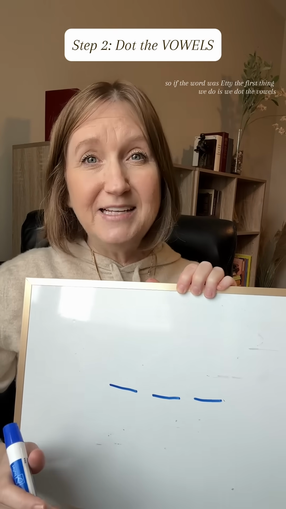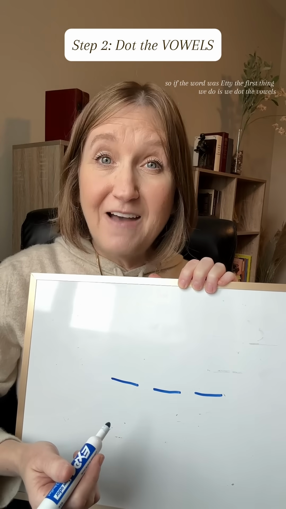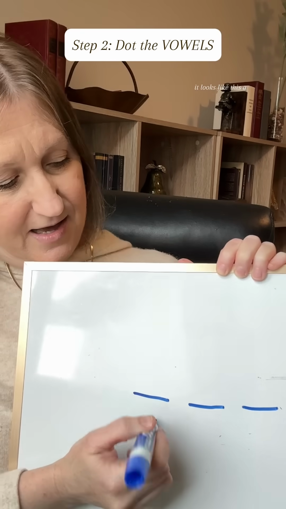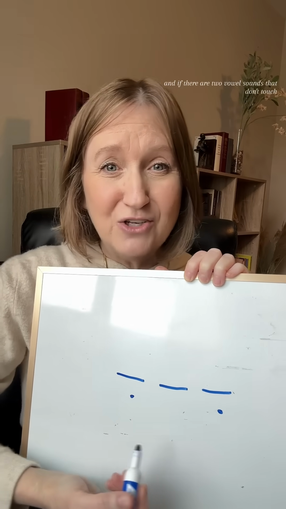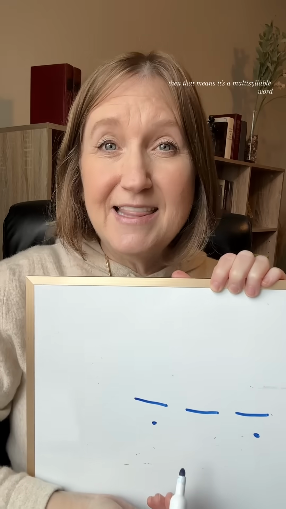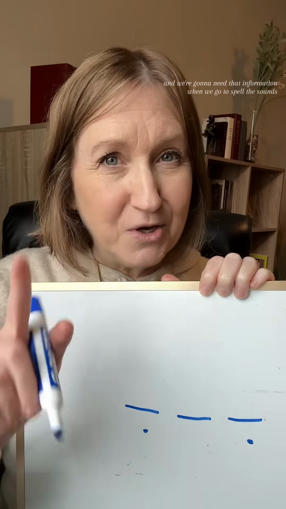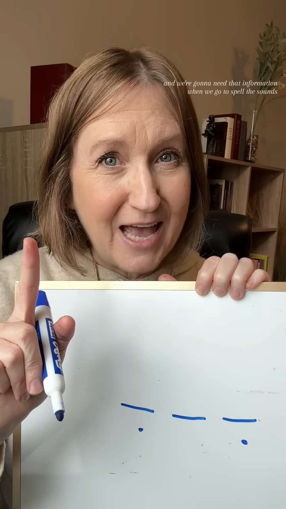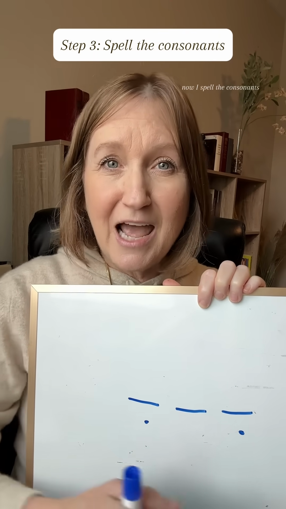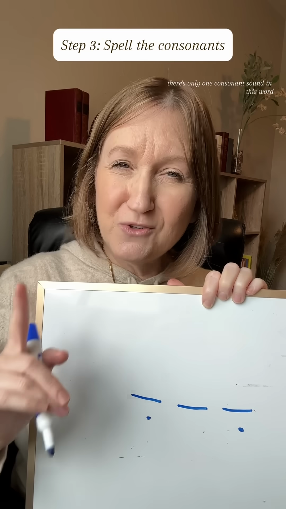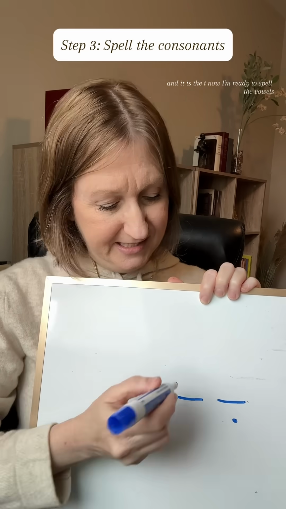So if the word was Etty, the first thing we do is we dot the vowels. It looks like this. E. Those are the two vowel sounds. And if there are two vowel sounds that don't touch, then that means it's a multi-syllable word. And we're going to need that information when we go to spell the sounds. Now, after I have separated each sound and dotted the vowels, now I spell the consonants. There's only one consonant sound in this word, and it is the T.